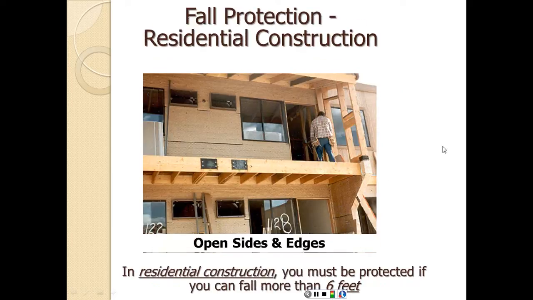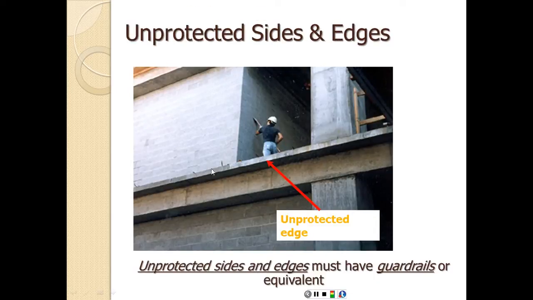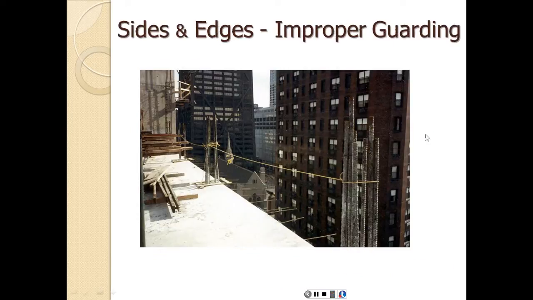We're going to need fall protection in residential construction. You must be protected if you can fall more than 6 feet. So obviously this is on the second level, or at least a second level. So there's a height at least here of 6 feet. We don't have a guardrail here, so that's a violation. On unprotected edges, again, if it's above 6 feet, unprotected sides and edges must have guardrails or equivalent. This one does not, so again, this is a violation.